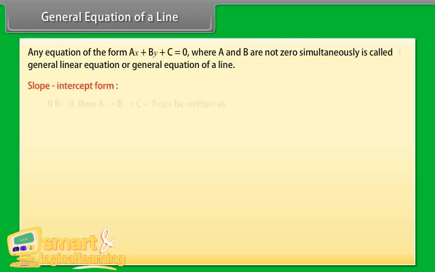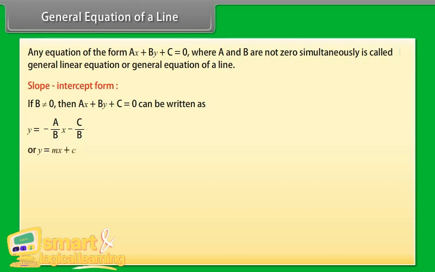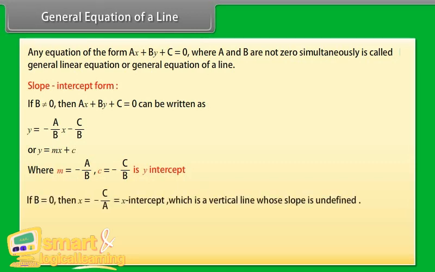Slope-intercept form. If b is not equal to 0, then ax + by + c = 0 can be written as y = -(a/b)x - c/b, or y = mx + c, where m = -a/b, and c = -c/b is the y-intercept. If b is equal to 0, then x = -c/a is the x-intercept, which is a vertical line whose slope is undefined.